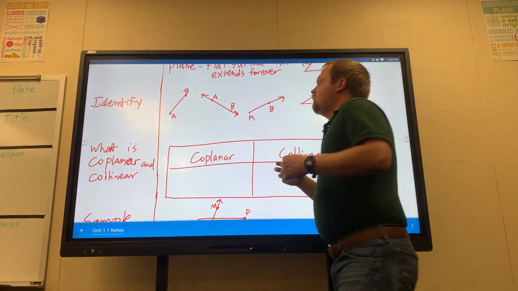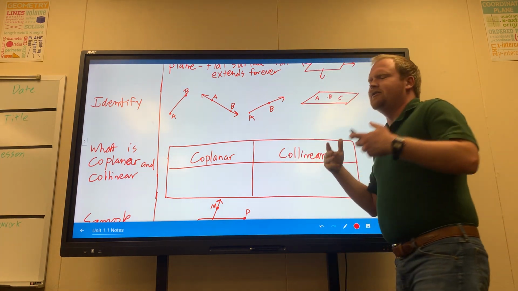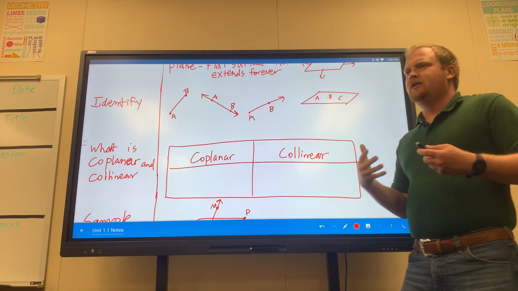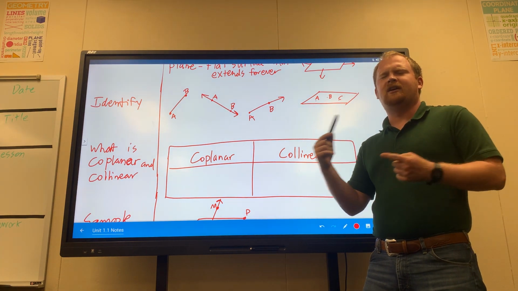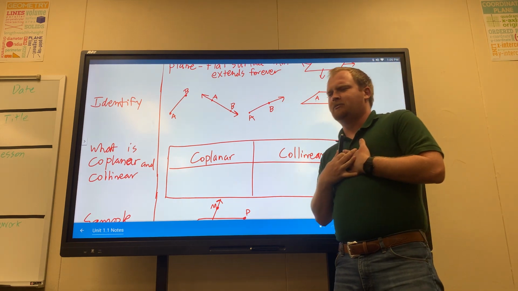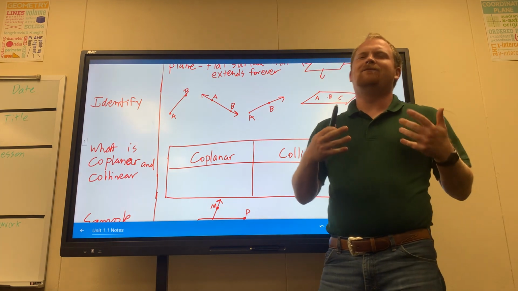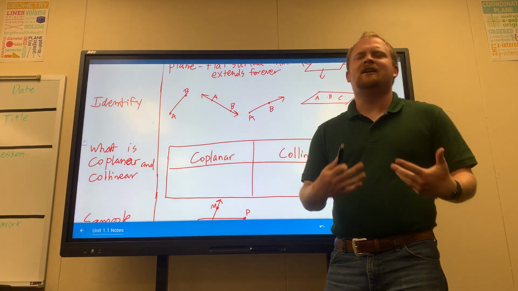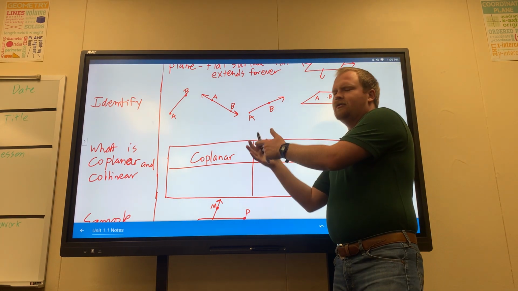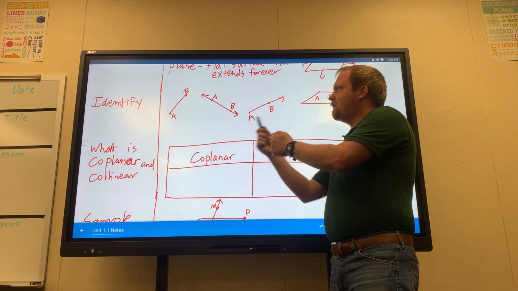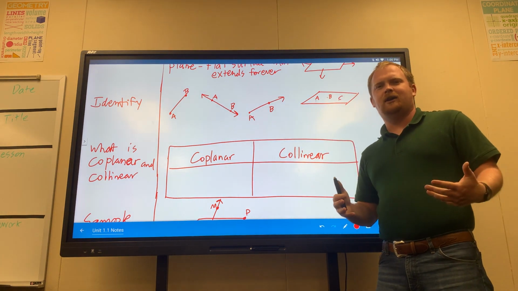Now, when you have multiple segments or multiple lines, rays and planes, it's important to identify them. It's kind of like naming them. It's kind of like how every single one of us has a name. For example, my name is Holmes. That's my last name. Okay? Some of you have different last names. That's how we identify one another. We can still identify segments, lines, rays, and planes in a specific way.